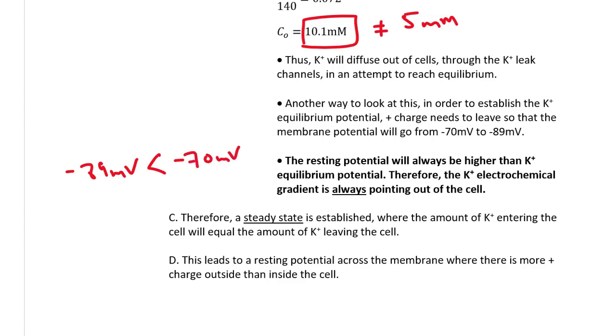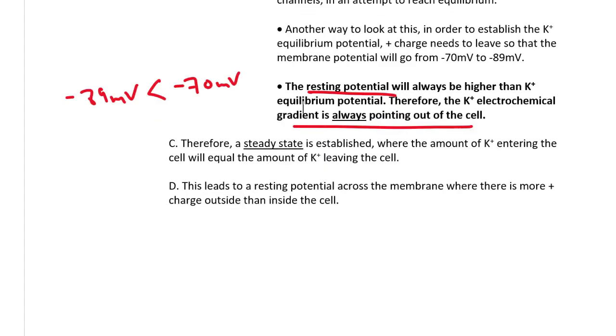Depending on the cell types, if the resting potential is a little bit lower, potassium's equilibrium potential will also be lower than that. Okay? So potassium's electrochemical gradient when the cell's membrane is at the resting potential will always be pointing slightly out of the cell. This is always the case. Remember that, okay? But this is at resting potential. That is important to remember also. Therefore, a steady state is established where the amount of potassium entering the cell will equal the amount of potassium leaving the cell. Now, we have a new word here, steady state.